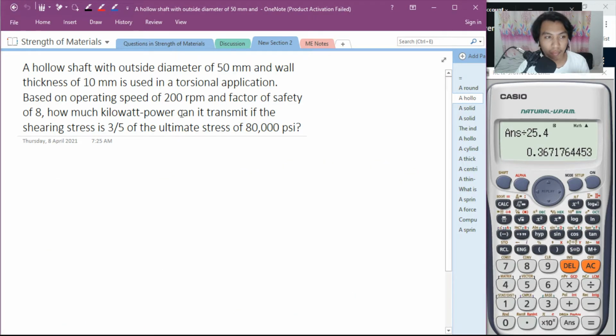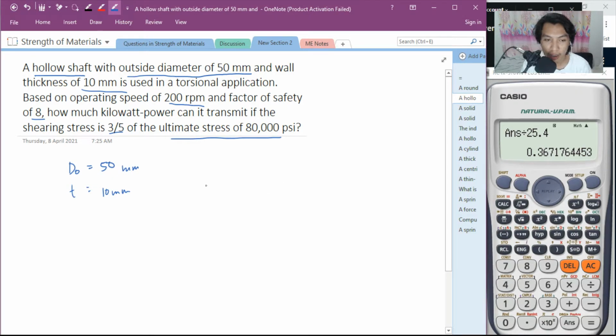Next problem. A hollow shaft. Yan, hollow shaft. Hollow. With outside diameter of 50 mm and then wall thickness of 10 mm. So, outside, lista mo kagad, DO is 50 mm. Thickness is 10 mm. Used in a torsional application based on operating speed of 200 RPM, factor of safety of 8, how much kilowatt power can it transmit if the shearing stress is 3/5 of the ultimate stress of 80 PSI?